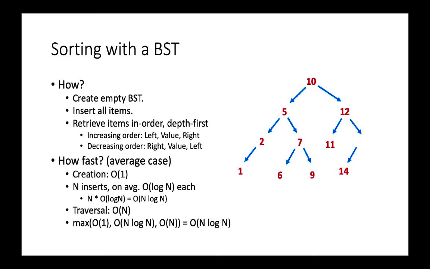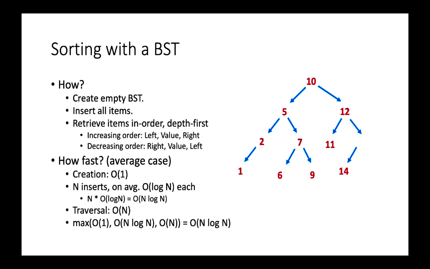So that's how I'm going to do my sort, right? I take the maximum of those 3 things. The biggest of those 3 function families is n log n. So the overall procedure for sorting with a binary search tree is order n log n, right?